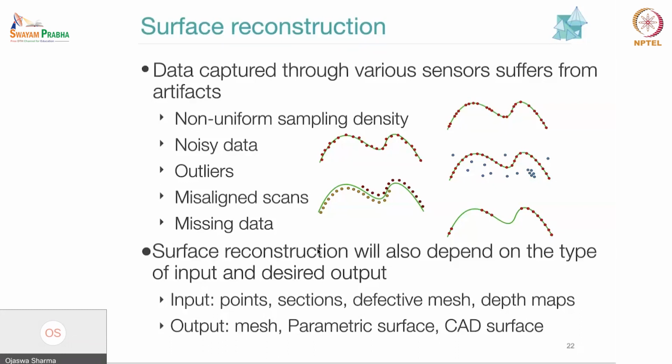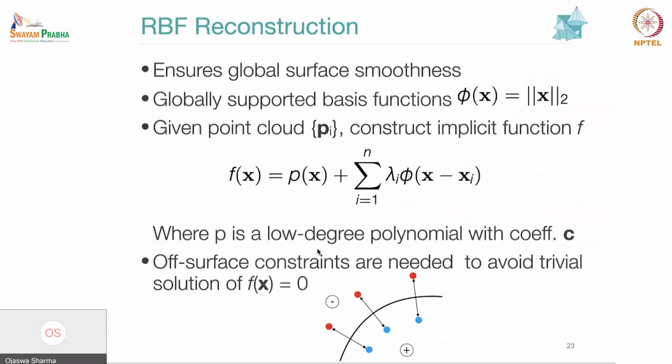The output could be a mesh or a parametric surface. In some cases, I might have point data and I might want to fit a CAD surface, for example, planar sections from a building scan. I might want to fit a CAD surface or a parametric surface, which gives me smoother surfaces. But a mesh is usually what I want at the end of the day. So that's the output. Two algorithms we are going to discuss today.